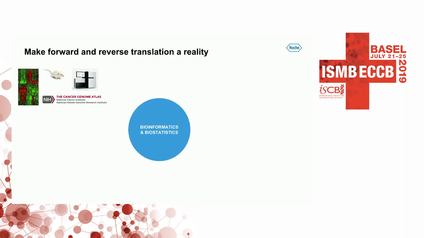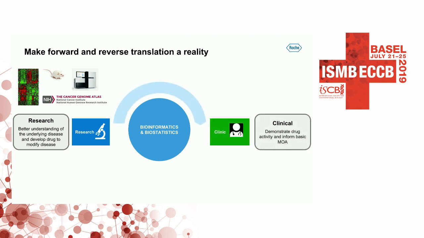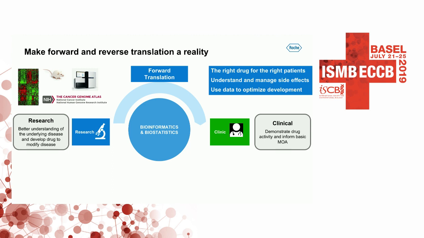That's something which we call, at least in Roche, forward and reverse translation. So traditionally, what we as bioinformaticians do since many, many years and what drug development is like is we go from research using public data, using internal data to the clinic. We try to support clinical development as much as possible in a process that we now call forward translation. In the end, we want to find the right drug for the right patients. We want to understand and manage the side effects, and we want to use our data to optimize the development of the drug.